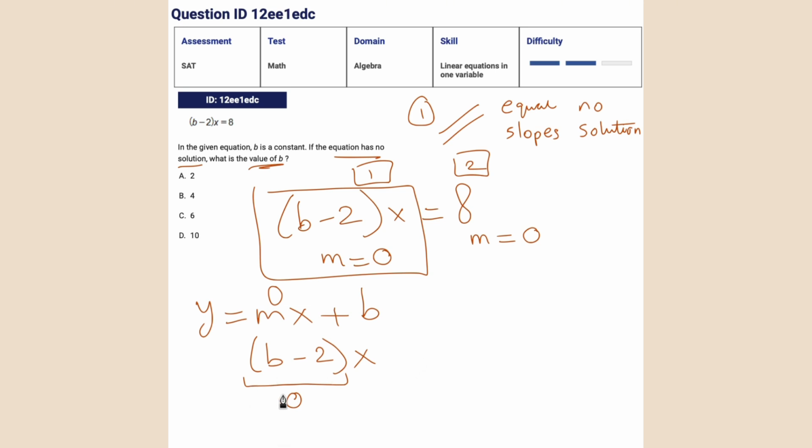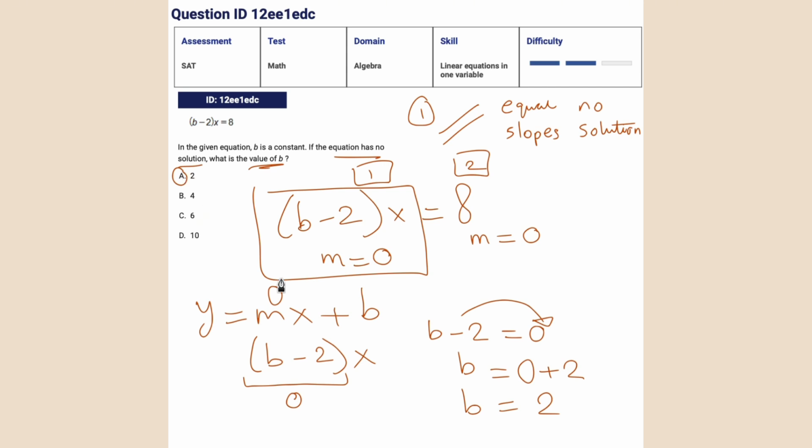So, since all of this is equal to 0, only till here, not x, okay? b minus 2, like I said, is the slope, so it's equal to 0. b is equal to 0 plus 2, which means b equals 2. And that is your answer.